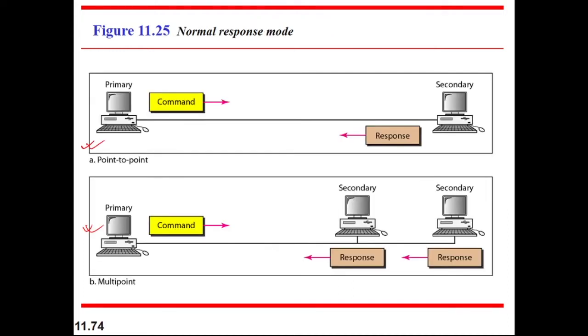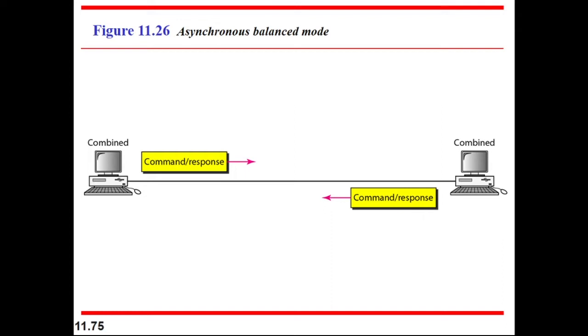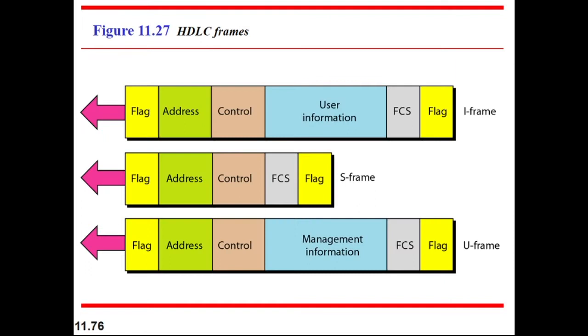In the previous method, the primary station is a single station which can send the commands, and the secondary stations can send only the response. But here in asynchronous balanced mode we have a combination of command and response both. Each and every machine can send the command as well as provide the response. This link is point to point, and each station can function as primary as well as secondary.